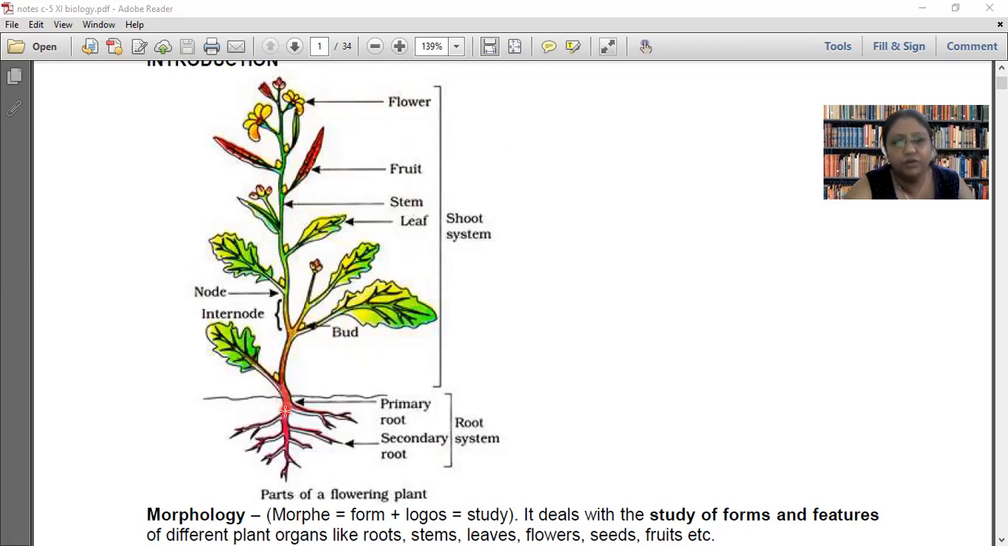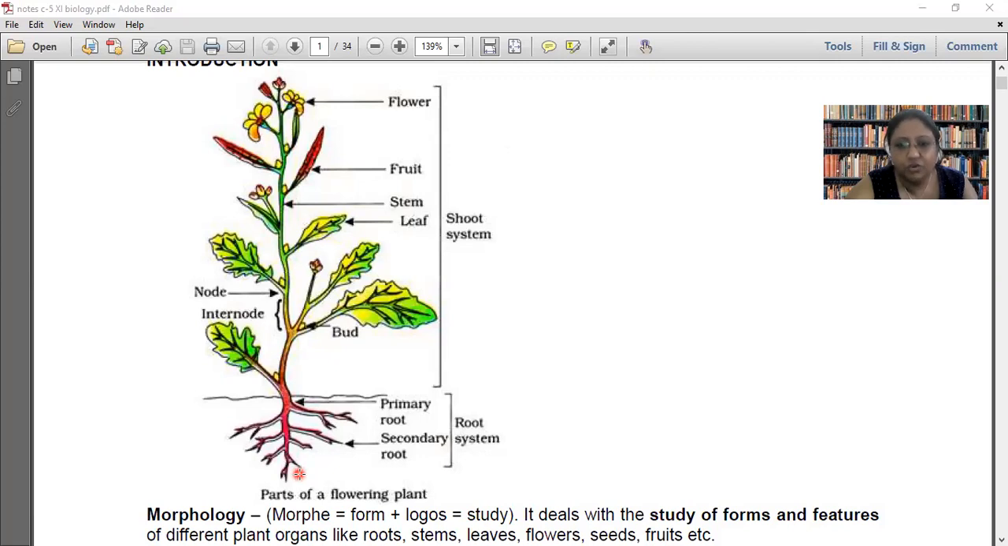Now we will talk about the root system. This plant is having a tap root system. We will obviously talk about different types of root systems, in which the middle one, which is thicker, is called the primary root, and the branches which are coming out of it are called secondary roots. Now each and every part of the plant has its own importance.